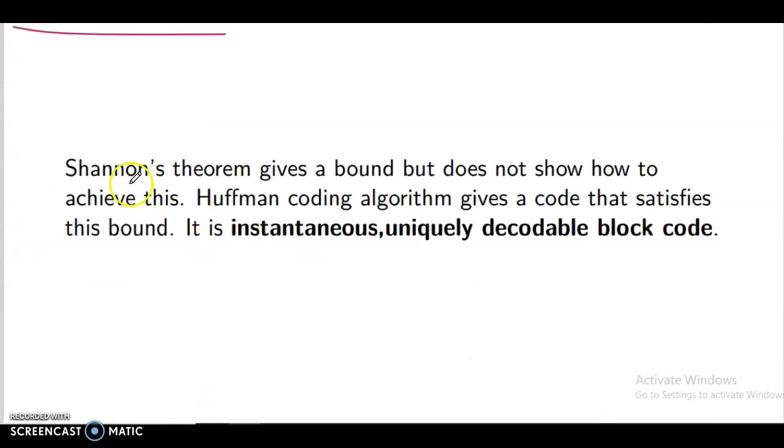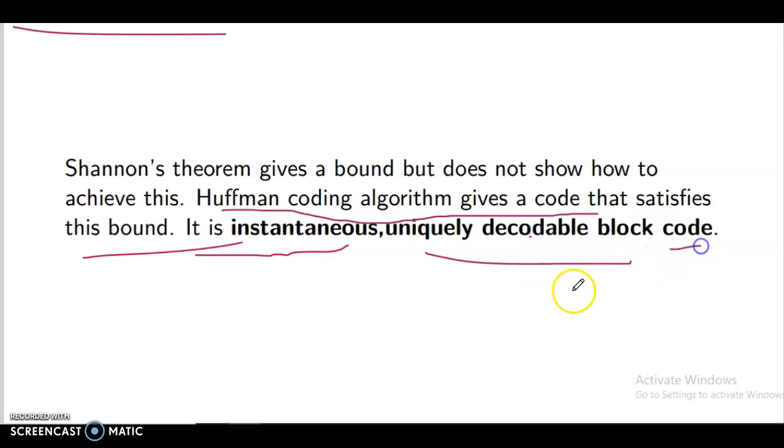Huffman code. Shannon's theorem gives a bound but doesn't show how to achieve this. The Huffman coding algorithm gives a code that satisfies this bound. It is an instantaneous, uniquely decodable block code.